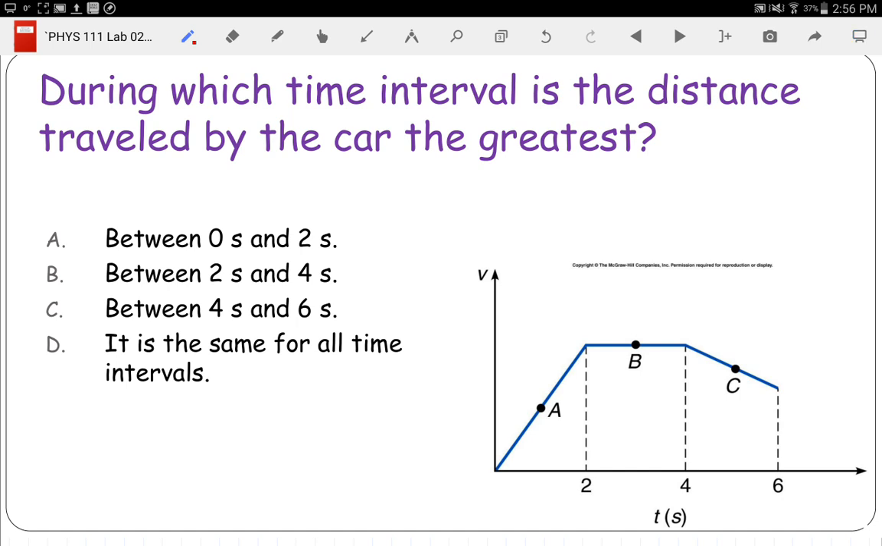During which time interval, remember this is velocity versus time again, during which time interval did it travel the greatest distance?